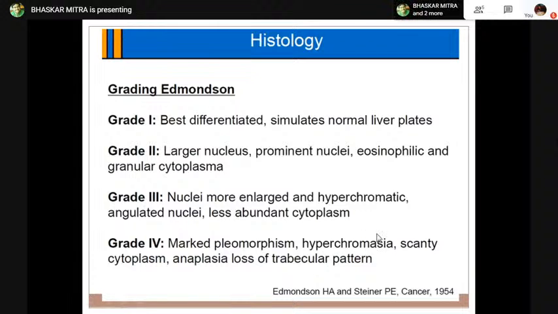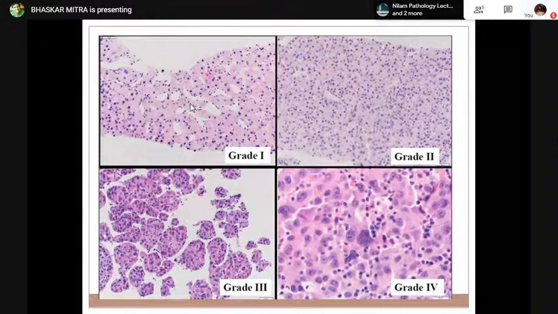This one is grade 1. The nuclear atypia increases, the trabecular pattern almost going to a sheet-like appearance, trabecular pattern a bit lost. Here again the nuclear atypia is much greater than grade 1 and 2, the nuclear irregularity, hyperchromasia, pleomorphism a bit more, and this is an extreme variant. There is multinucleation, pleomorphic nuclei, prominent nucleoli. So this is grade 1, 2, 3 and 4.